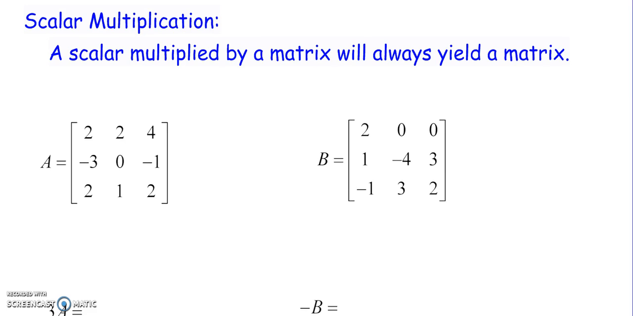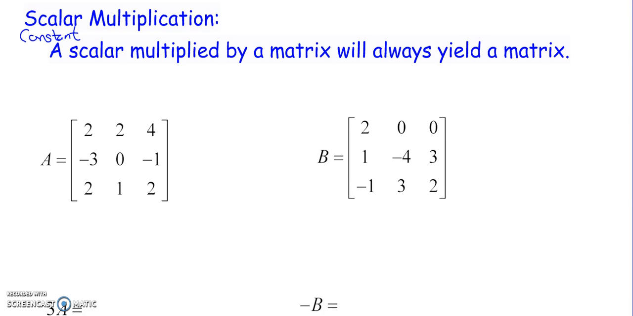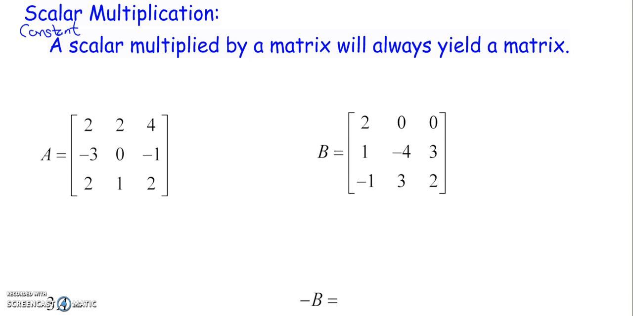I think that's pretty straightforward. I actually think matrix scalar multiplication is too. Now, scalar is just another word for constant, just like we learned when we did vectors. A scalar times a matrix is always going to yield a matrix.